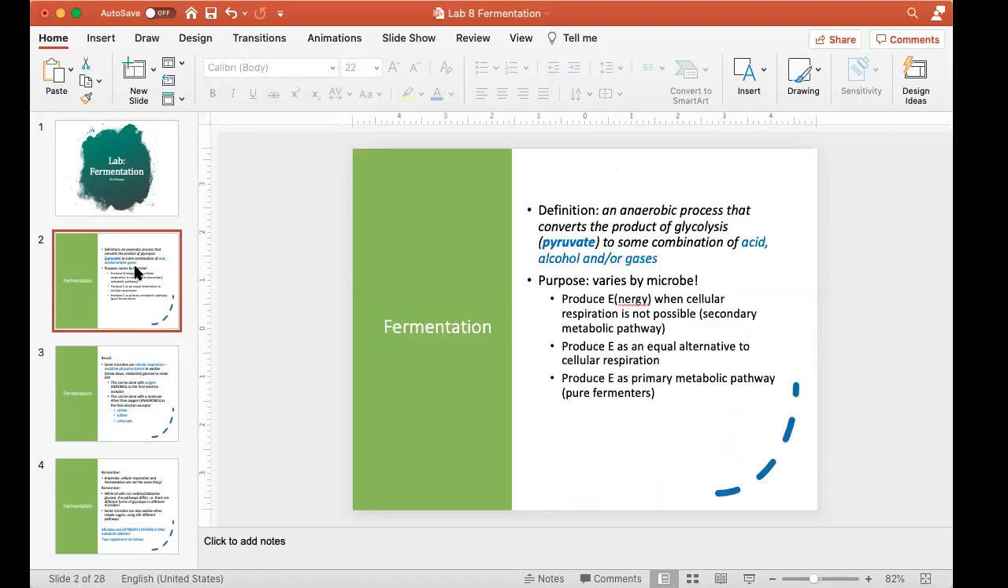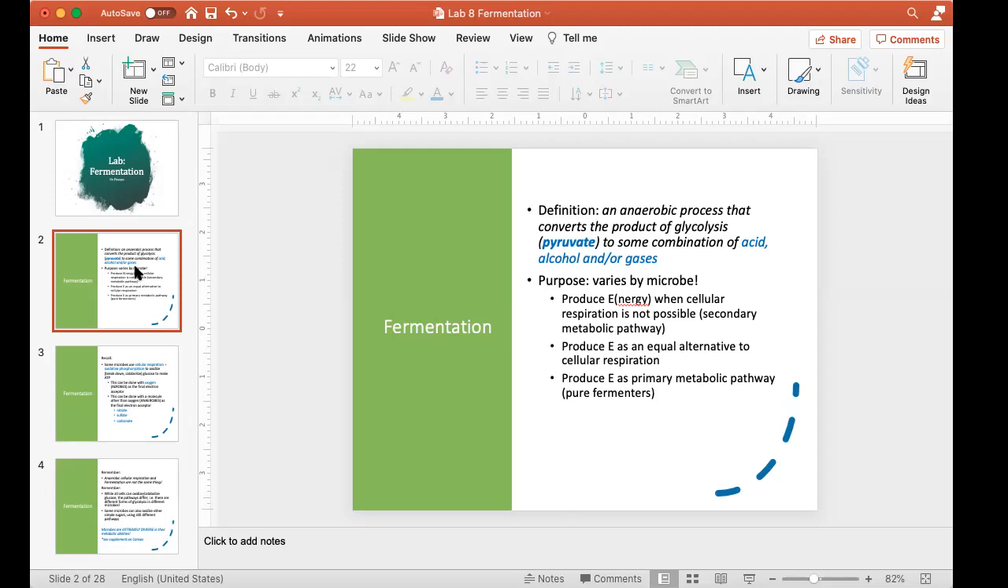We need to define this process. We need to have a definition for what fermentation is. Fermentation is an anaerobic process that converts the product of glycolysis, which is pyruvate, into some combination of acid, alcohol, and/or gas. Now, it's an anaerobic process. That's important. Even an aerobic microbe, even a microbe that requires oxygen, like you and I do, when they do glycolysis, it doesn't require oxygen. It happens without oxygen. So the first part of respiration and the first part of fermentation is an anaerobic process.